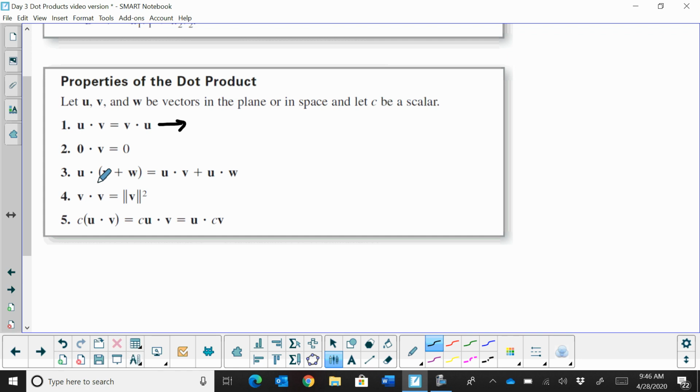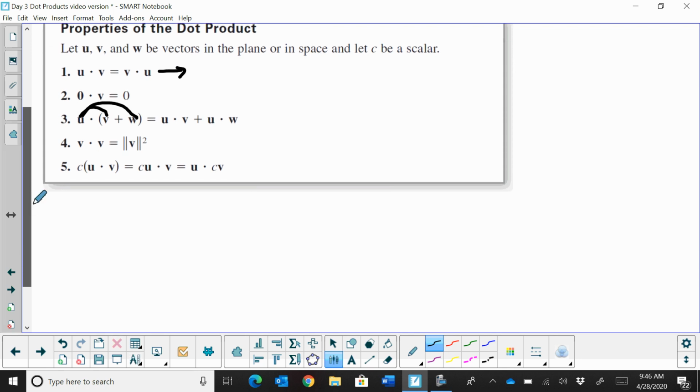When we're adding two vectors, we know how to add. We just add the components. So in other words, we take the dot product of u with the sum v plus w, which is another vector. That's going to be the same as if we took the dot product of u and v and added together the dot product of u and w. So we're going to get the same solution that way.